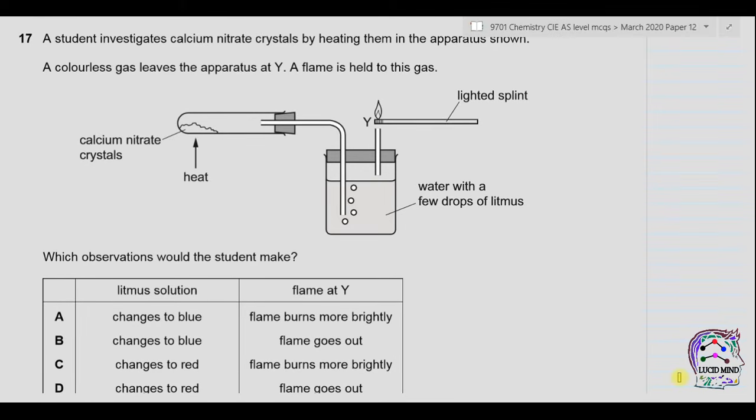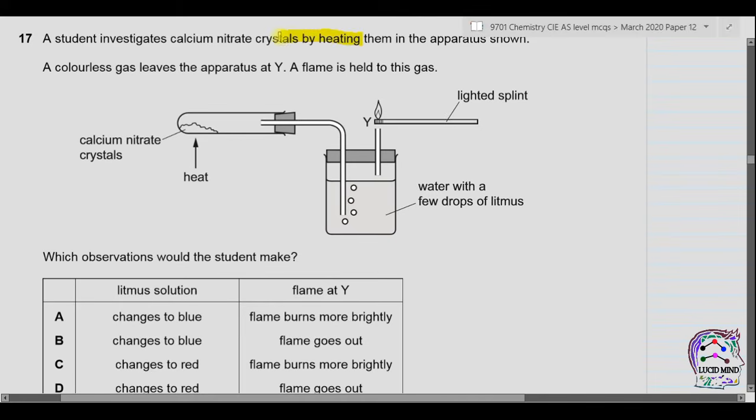Question 17. A student investigates calcium nitrate crystals by heating them in the apparatus. So he is heating calcium nitrate. A colorless gas leaves the apparatus at Y. A flame is held to this gas. Which observations would the student make?